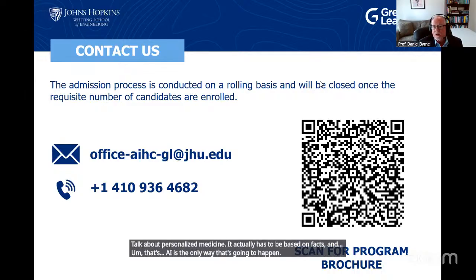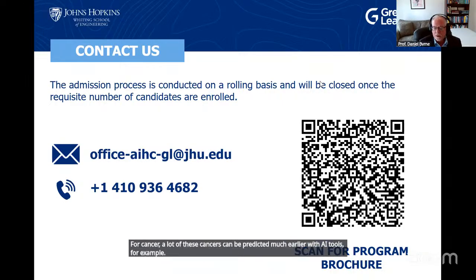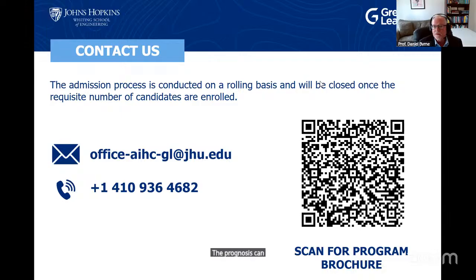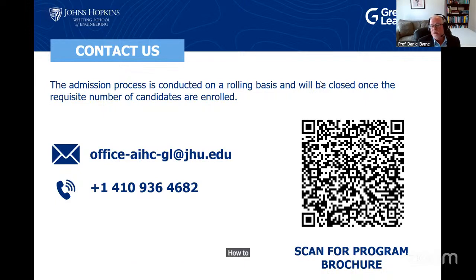For cancer, a lot of these cancers can be predicted much earlier with AI tools. For example, multiple myeloma, the prognosis can be improved with AI tools, and there are also a lot of false claims about AI being used in cancer and immunology. And I think this course will give you the skills to evaluate the claims, to separate out the ones that are real and the ones that are not.